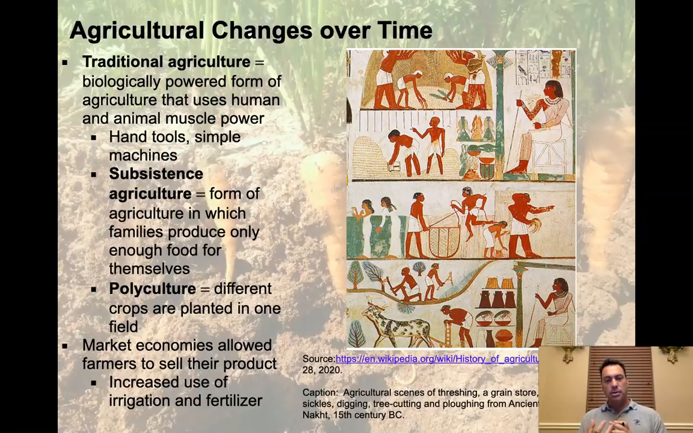So what that allowed people to do was to overproduce and to keep the difference in the form of coin. In order to do this, of course, it increased the use of irrigation and fertilizer, and we started to see a strong desire to have a large amount of agriculture because you can produce a large amount of income by doing this. And this happened for a very long time.